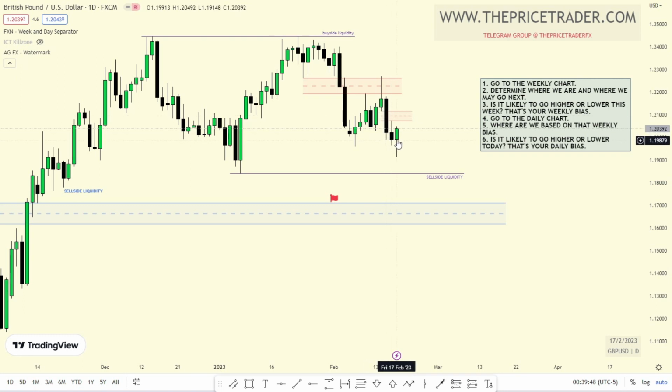So during this day, maybe potentially we will not have known that the market will come back up specifically during this day, but we already took out some sell side liquidity here, and then we saw the market retest back higher. So now from this day, where is the market likely to go? That's the question you want to ask yourself. Is it likely to go higher or lower today, the day you're trading? And that is your daily bias.